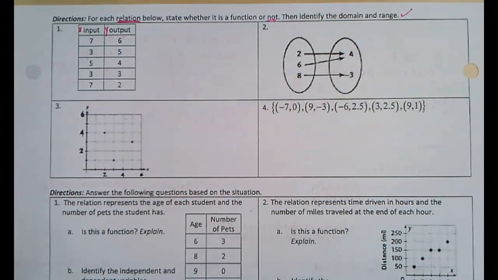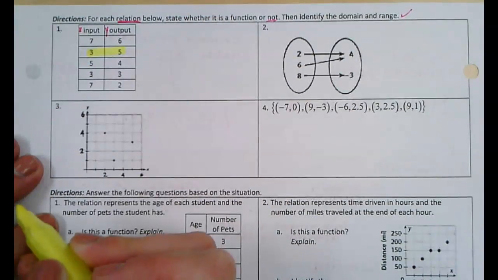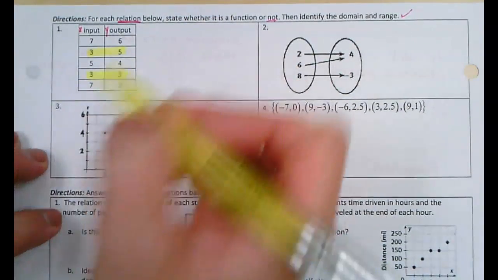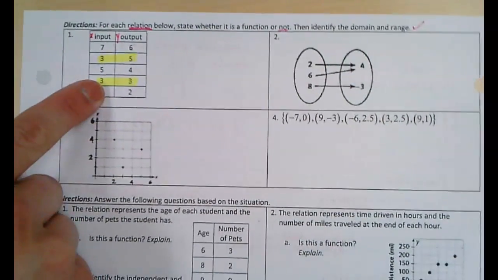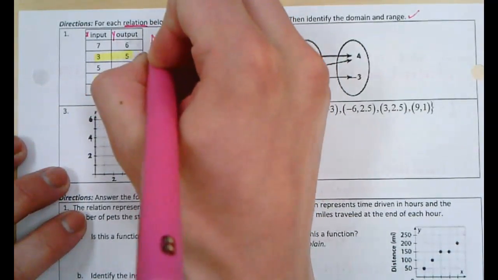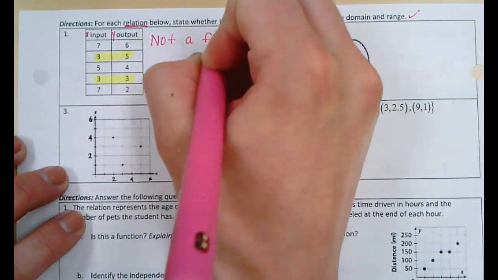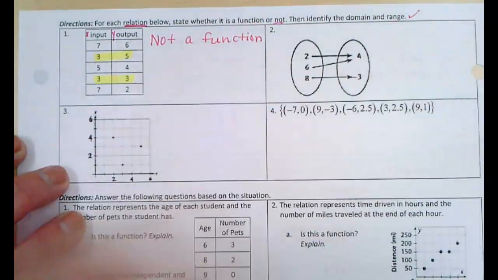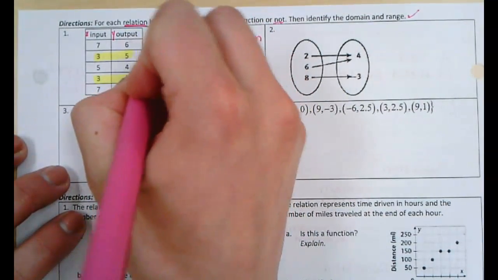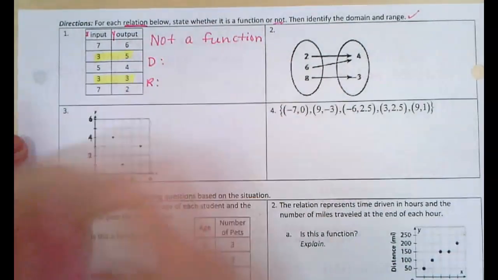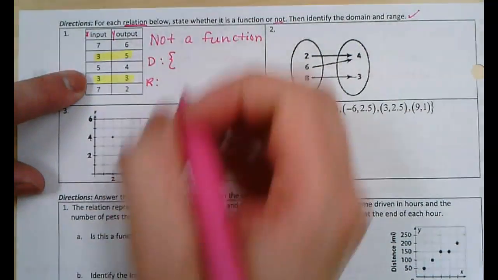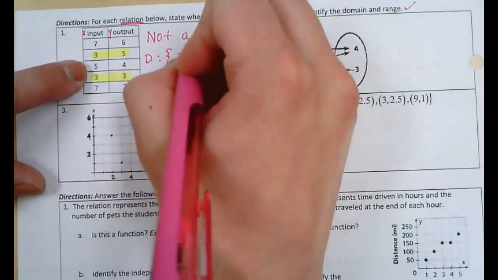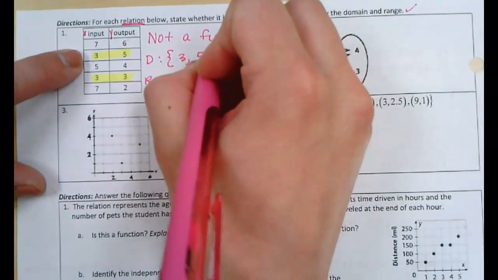Well, if you're thinking, I've understood what a function is, and I see here 3 is mapped out to 5, and 3 is mapped out to 3. So this input of 3 is mapped out to two different numbers. So this one is in fact not a function. I can list the domain and range. I'm just going to put D for domain, R for range. As roster notation, my lowest input is 3, then 5, and then 7.